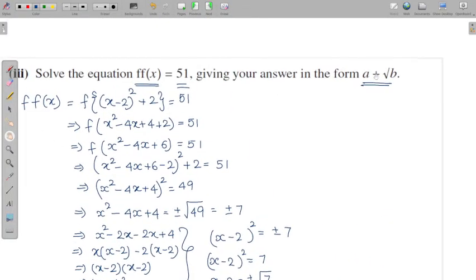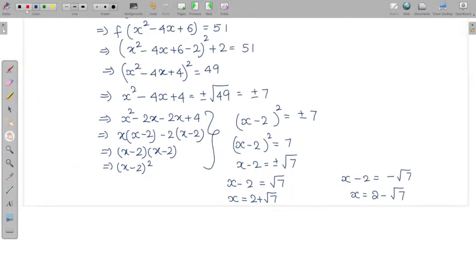But in this we want a plus square root of b. Okay, so our final answer will be x is equal to 2 plus square root of 7, where a is equal to 2 and b is equal to 7. Okay, this is our final answer.